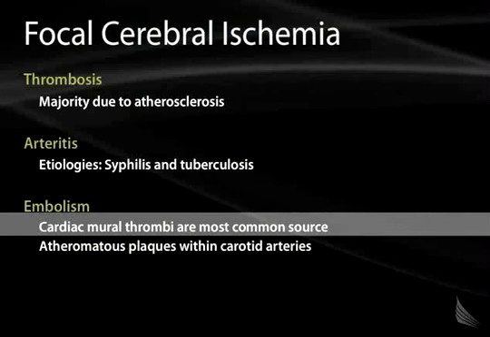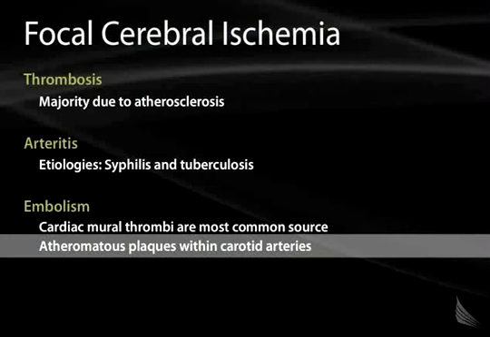For example, if a patient has atrial fibrillation, they're going to form clots within the heart atria that can then go to the ventricles, and from the ventricles up to the brain and cause stroke. Moreover, a patient with a carotid stenosis can have a plaque in the carotid artery, and that plaque can break off pieces that embolize up into the brain.